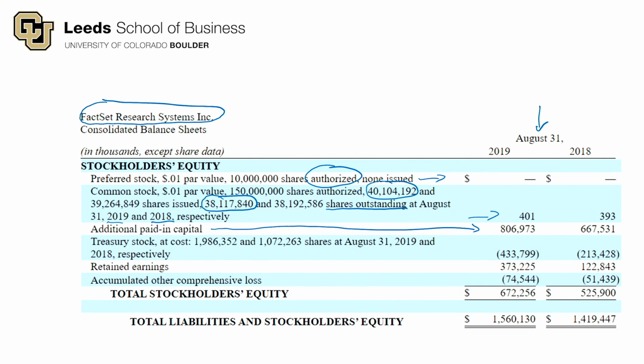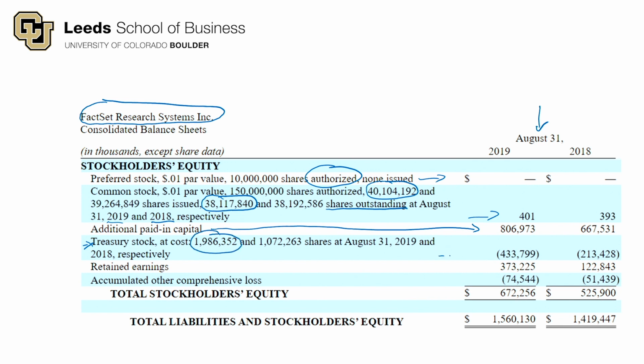What does this mean? It means that over the company's lifetime, of the 150 million shares authorized, they've issued, sold into the market, 40 million at some point, but then they've bought some back since then. So only 38 million are still outstanding, trading in the market as of August 31st, 2019. As we'll see, the amount that they've bought back is in treasury stock. The difference between 40 million and 38 million is around 2 million, right? Well, that's what they have in treasury stock. That's the difference right there.